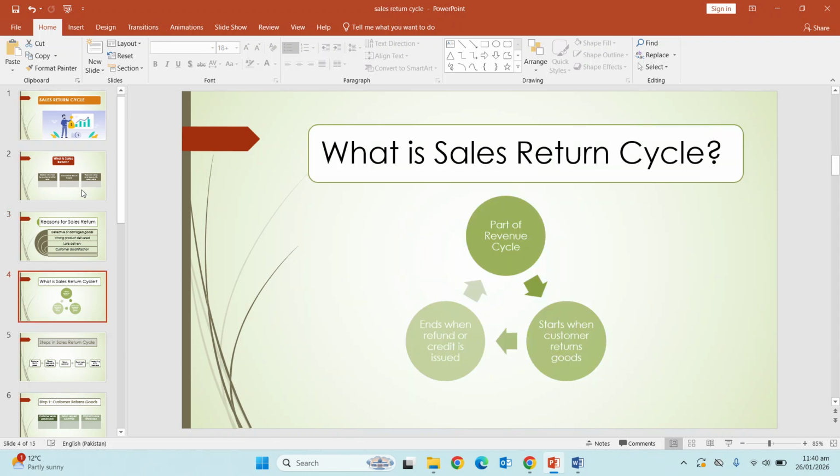So, here is the main topic: what is sales return cycle? The sales return cycle is a part of the revenue cycle. It starts when the customer returns the goods and ends when the company either issues a credit note or gives a cash refund to the customer. This cycle is very important because it helps the company record return goods properly in the accounting system.